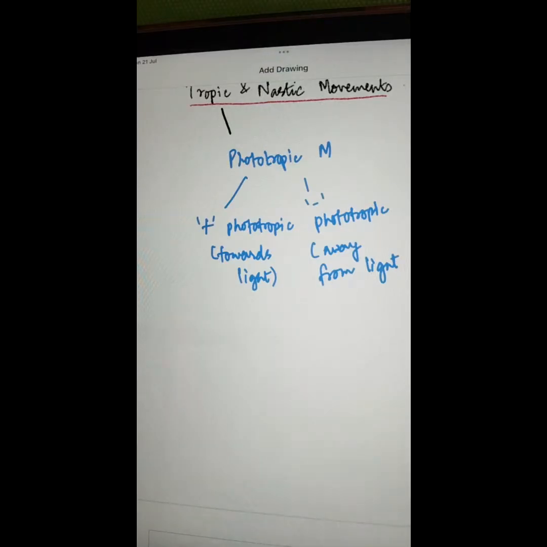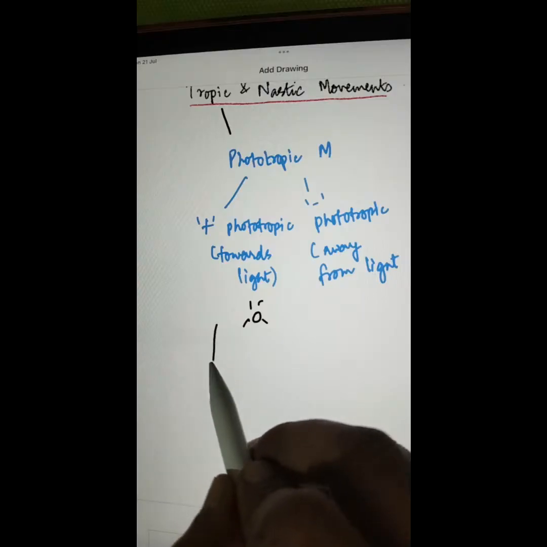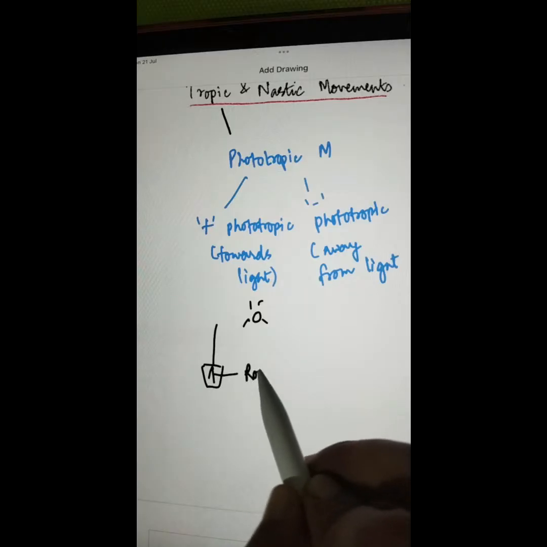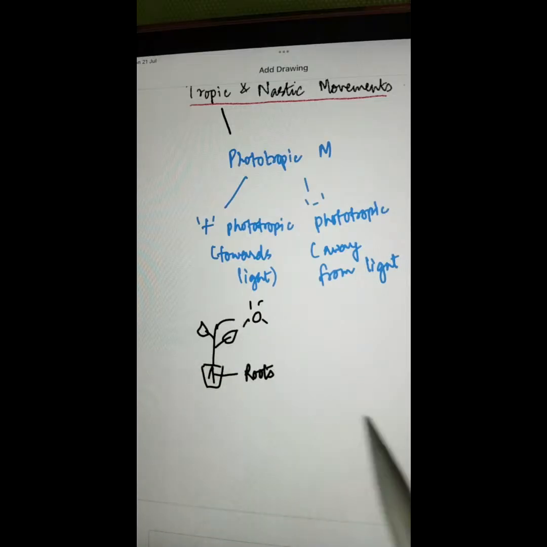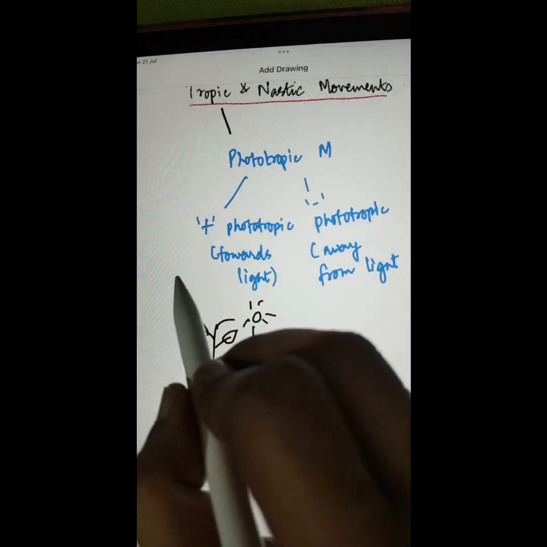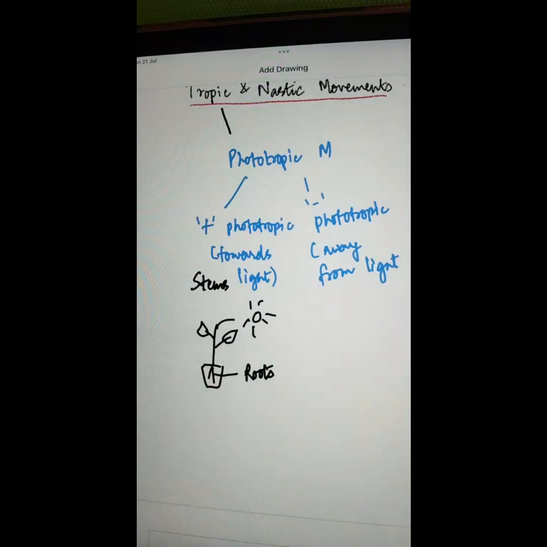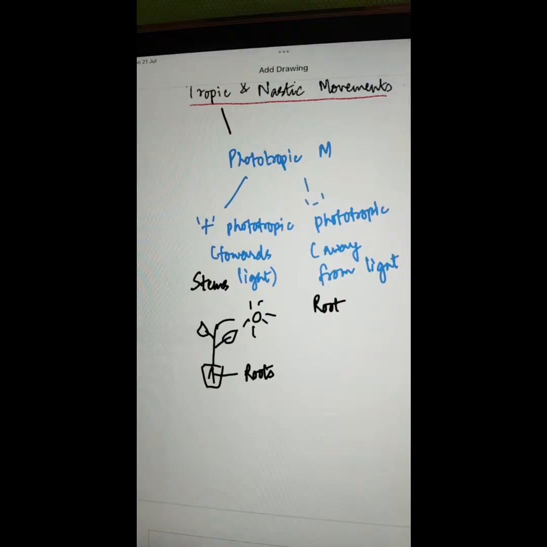Okay, so in case of positively phototropic, you might have seen that the stem of the plant, suppose this is a potted plant and these are the roots, and this is the stem. So stem will always be bending towards light, right? So in case of stems, we will be mentioning that stems are positively phototropic because they are bending towards light. But if we see for root, it is away from light. So for roots we will be referring that roots are negatively phototropic. Okay.